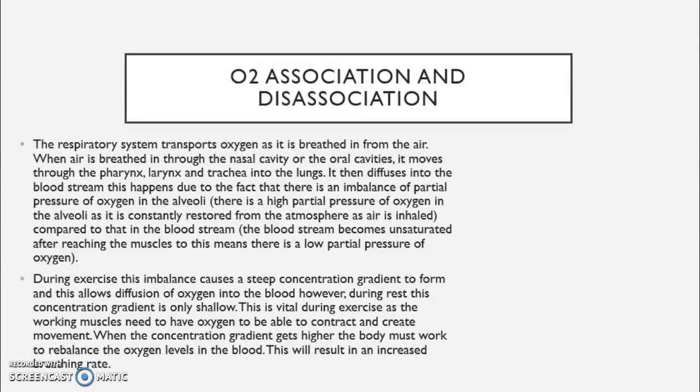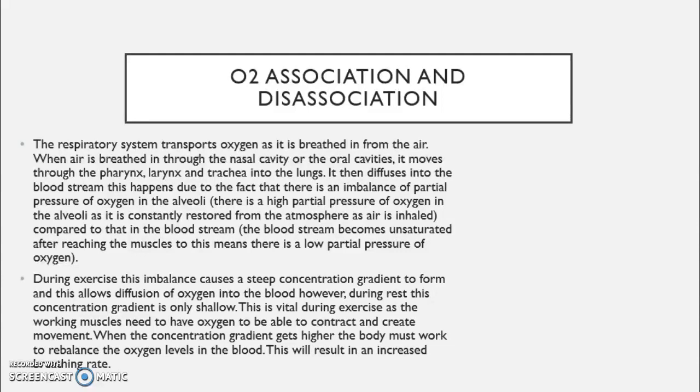So if there's a higher partial pressure of oxygen in the alveoli, it's constantly restored from the atmosphere as air is inhaled. And this will be in comparison to that of the bloodstream. So the bloodstream will become unsaturated after reaching the muscles, which means there's a low partial pressure of oxygen. During exercise, the imbalance causes a steep concentration gradient to form and also allows diffusion of oxygen into the blood.